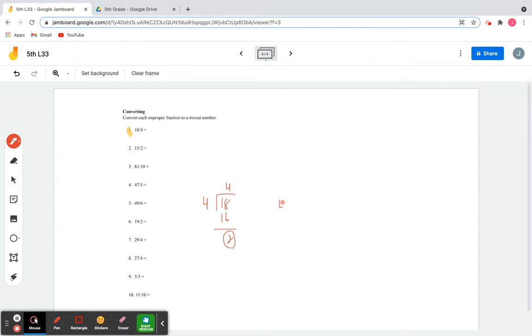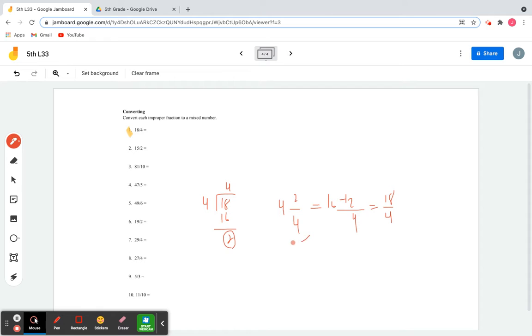So I can write it as 4 and then 2 over 4, right? So 4 times 4 is equal to 16. So this is equal to 16 plus 2 over 4, and this is equal to 18 over 4. So this is the same.